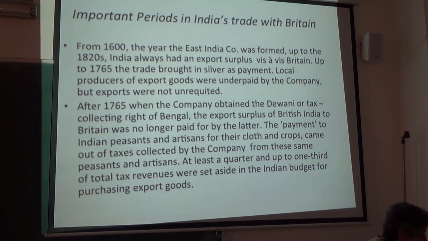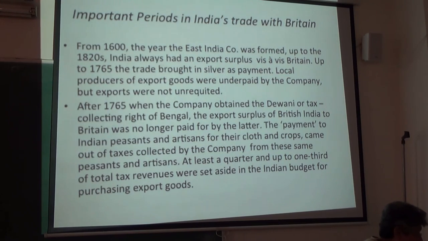Now, from 1600, the year the East India Company was formed, up to the 1820s, India always had an export surplus vis-a-vis Britain. Up to 1765, as you know, the trade brought in silver as payment. Local producers of export goods were underpaid by the company, but exports were not unrequited, they were paid for. However, after 1765, when the company obtained the Diwani of Bengal, the export surplus of British India to Britain was no longer paid for. The payment to Indian peasants and artisans for their cloth and crops came out of taxes collected by the company from these same peasants and artisans.